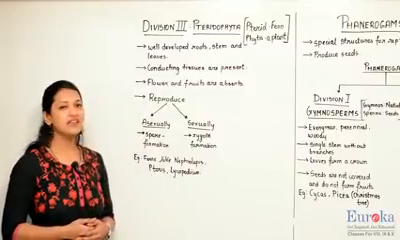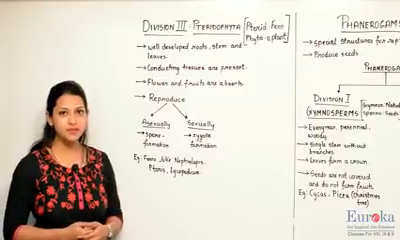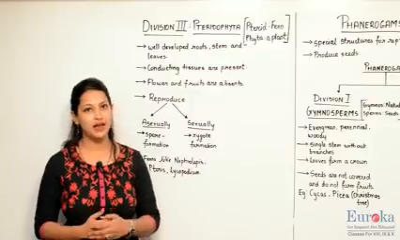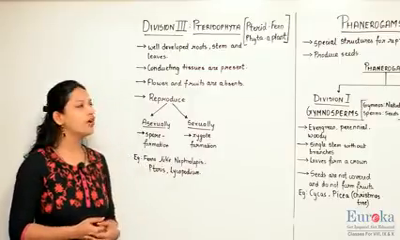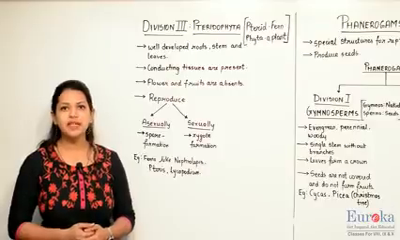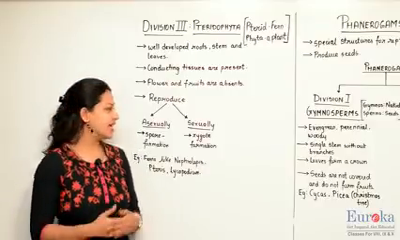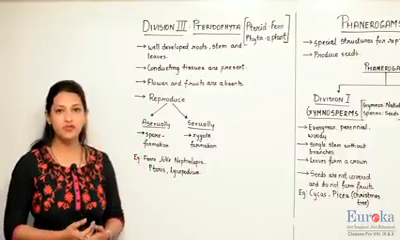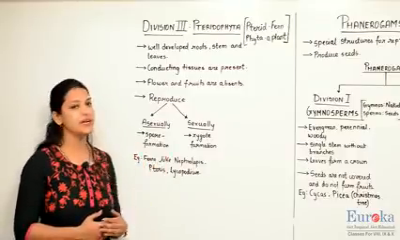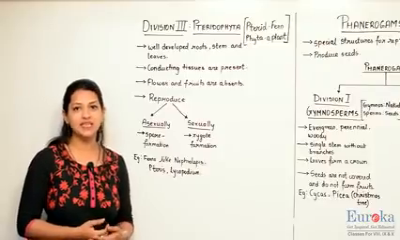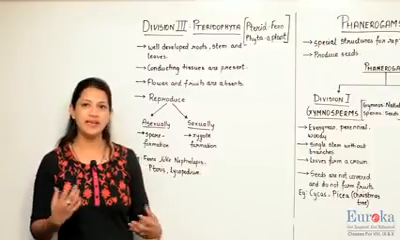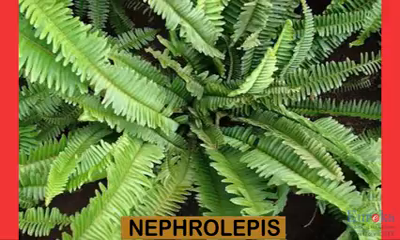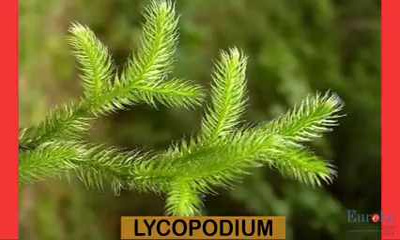They have well-developed roots, stem and leaves. Also, they have a well-developed conducting system which is xylem and phloem. These plants do not bear flowers and fruit. They reproduce by two means, asexually and sexually. Asexually, they reproduce by spore formation and sexually they reproduce by zygote formation, that is the fusion of the male and the female gamete. The examples of Pteridophyta are ferns like Nephrolepis, Pteris and Lycopodium.